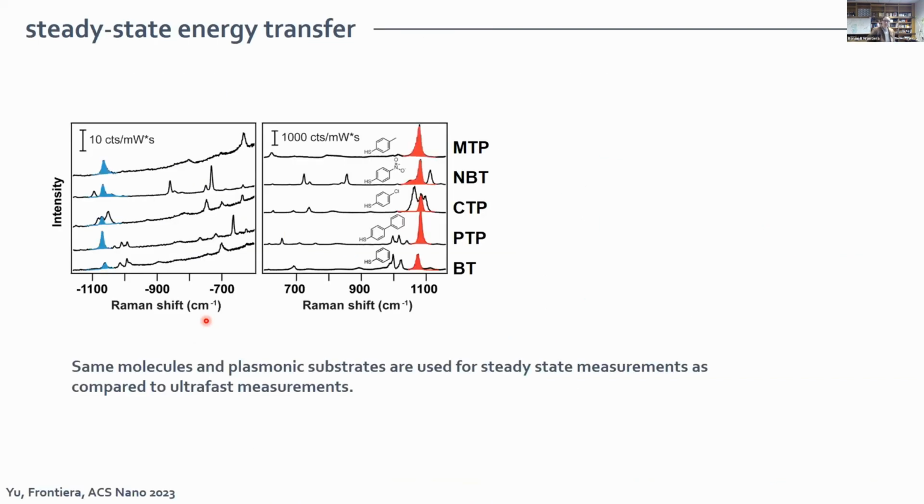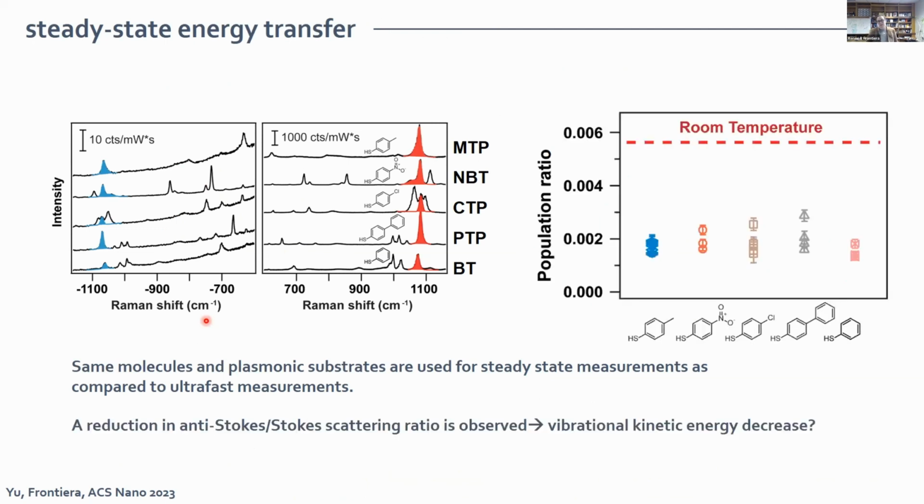So we looked at the same molecules on the same type of substrates, and we did CW excitation for these Raman thermometry measurements. Very surprisingly to us, what we found is that there's actually a suppression of the anti-Stokes-Stokes scattering ratio. If this is room temperature here for these molecules, what we see in these thermometry measurements is temperatures equivalent to below room temperature.